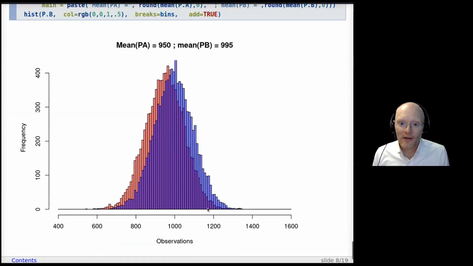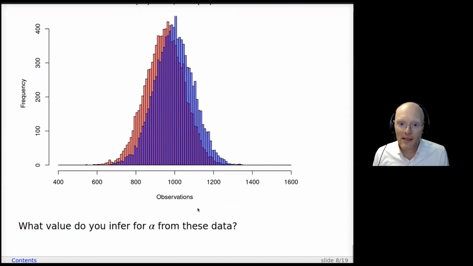How do I get the difference from two curves like this? And how precisely can I know it? I want you to think hard and write down a short description of an answer to those questions. What is the difference between the means of these two distributions? And how precisely can I tell from these data? And if you like, take the next step: what value of alpha do you infer from these data? Okay, pause and come back when you've done that.